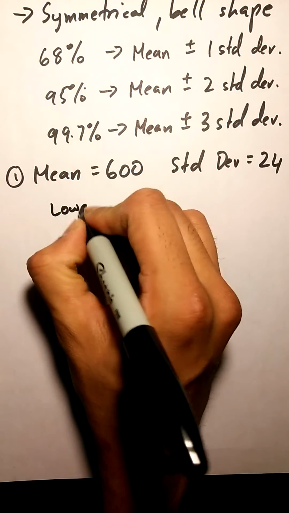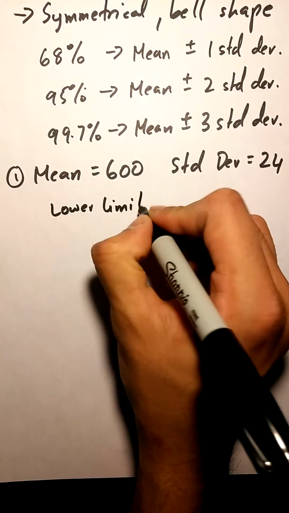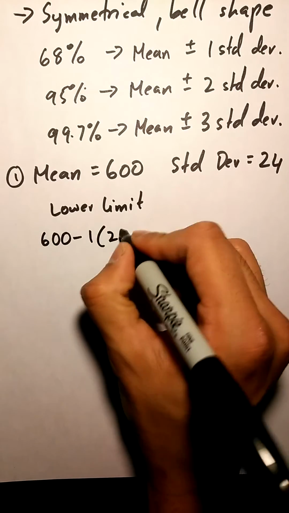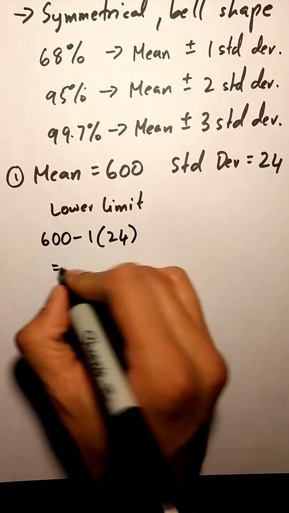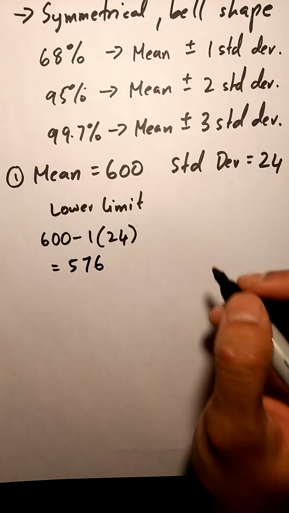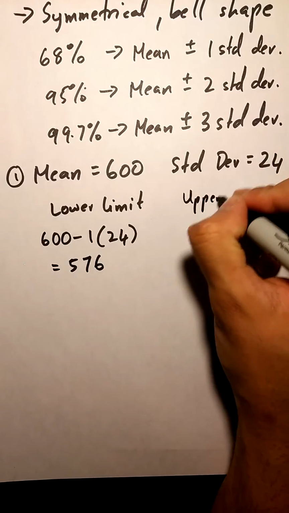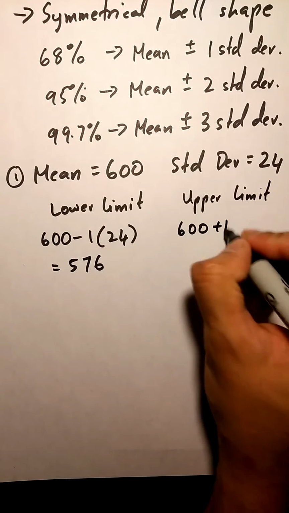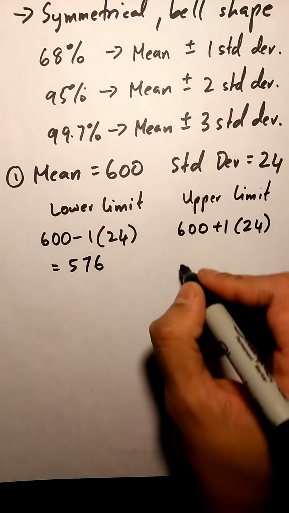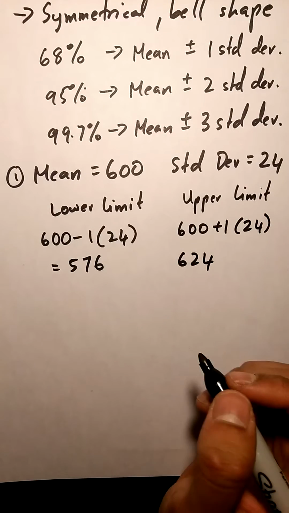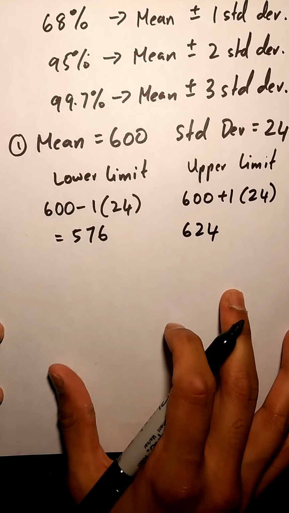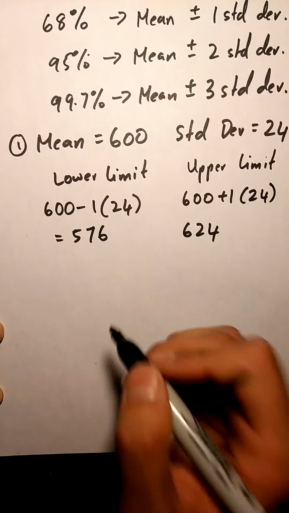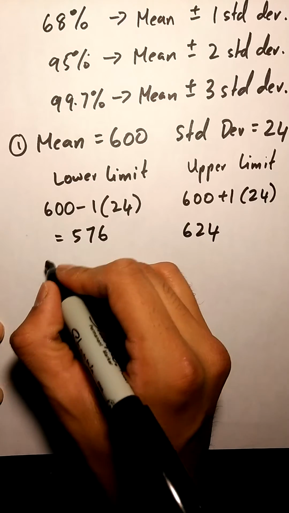So your lower limit is 600 minus 1 standard deviation, which is just going to equal 576. Your upper limit is 600 plus 1 standard deviation, which is 624. So you can say that 68% of these values lie between 576 and 624.